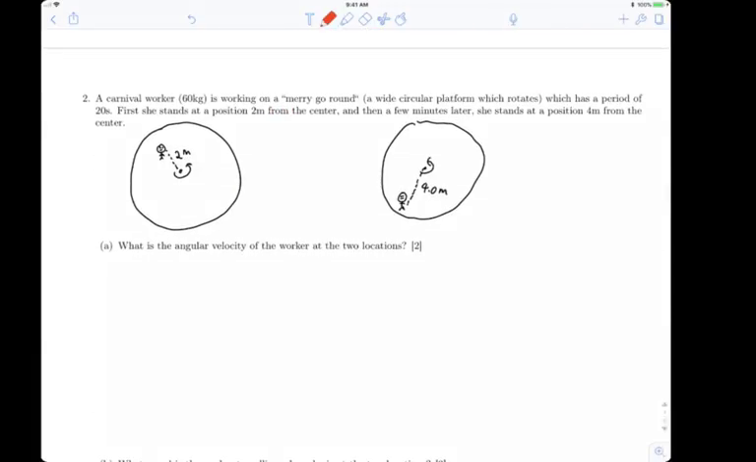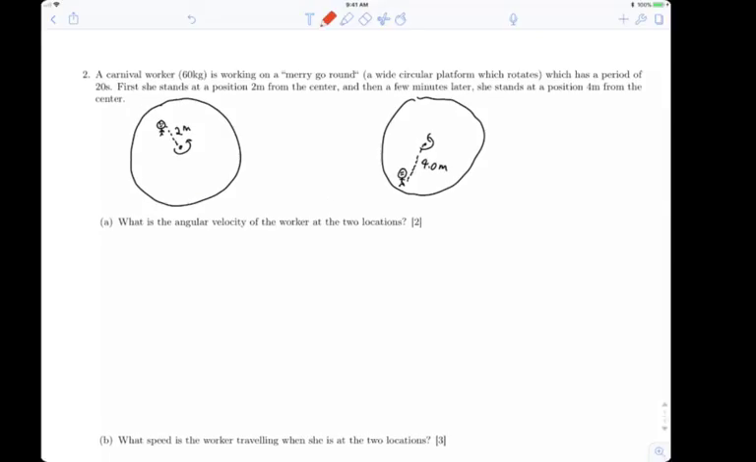A carnival worker is working on a merry-go-round which has a period of 20 seconds. She stands at the first position at 2 meters, and then she stands 4 meters from the center. What's the angular velocity at the 2 locations? Okay, so angular velocity is the distance you travel in terms of angle divided by the amount of time it takes to go around, especially if you're moving at a constant angular velocity, as this one seems to.